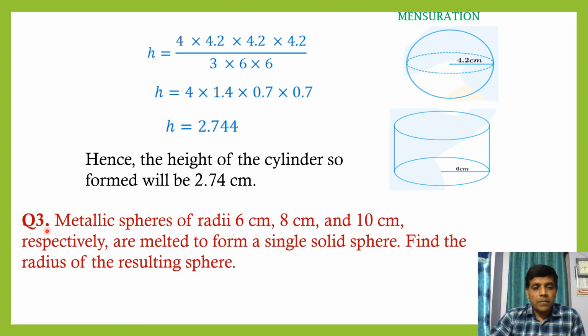Question number 3. Metallic spheres of radii 6 centimeters, 8 centimeters and 10 centimeters. So here three spheres are given. The first sphere has radius 6 centimeters, the second 8 centimeters, and the third one 10 centimeters. They are melted to form a single solid sphere. Find the radius of the resulting sphere.